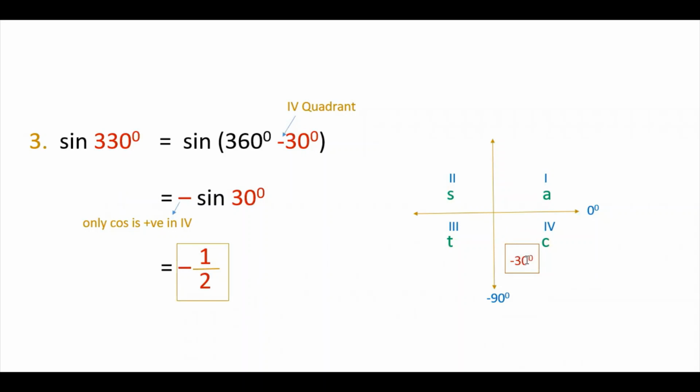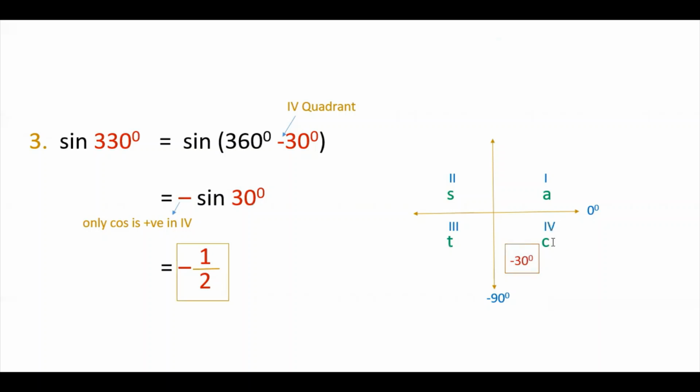Minus 30 degrees is a negative angle, and negative angles start from this direction. From here 0 to 90, this is minus 90 degrees. So minus 30 degrees is here in the fourth quadrant. This is the difference: plus 30 is in the first quadrant, but minus 30 is in the fourth quadrant. Like this you have to check. Here minus 30 is in the fourth quadrant.